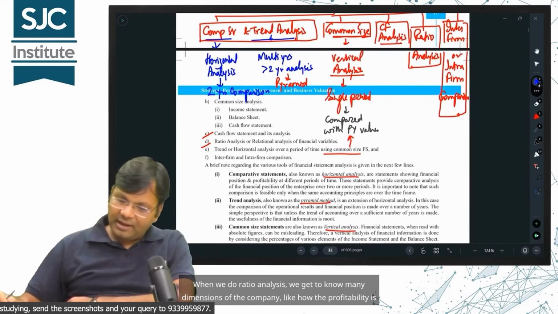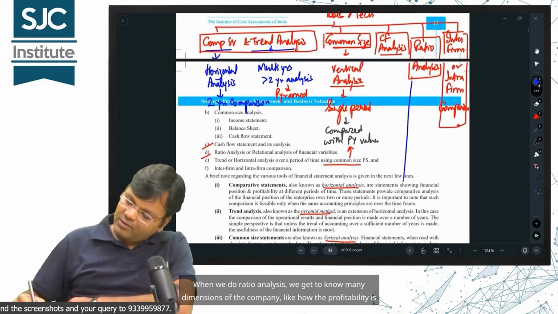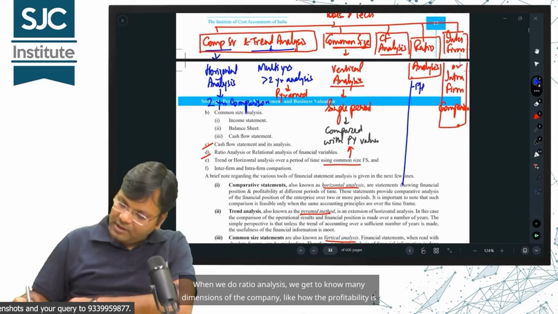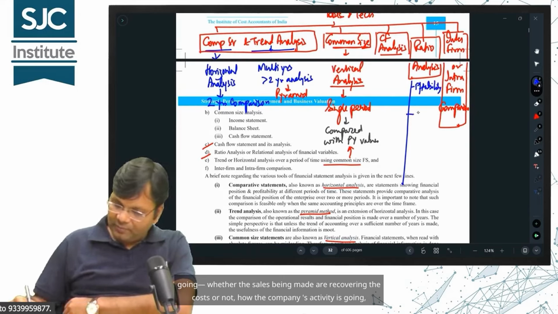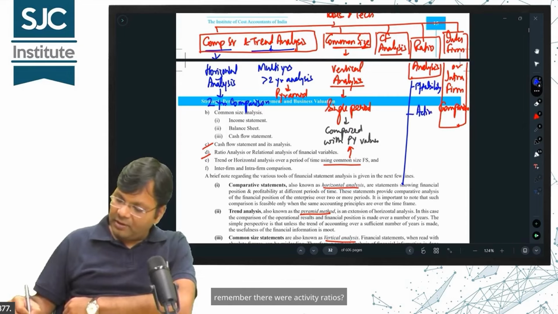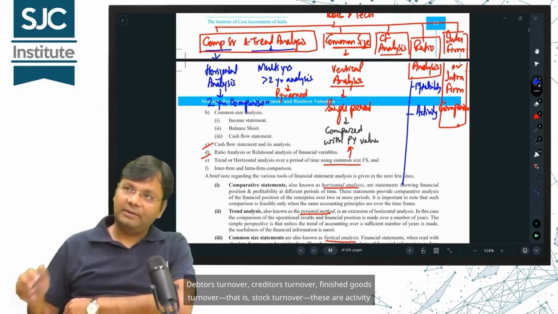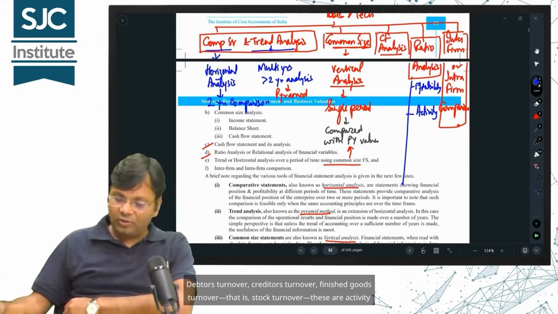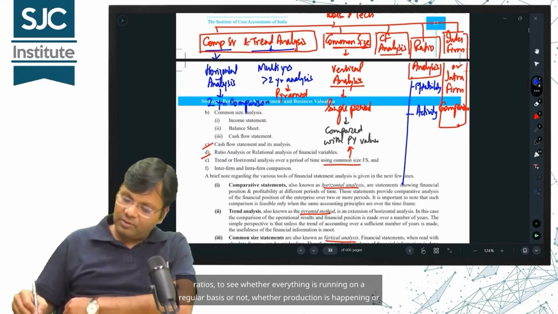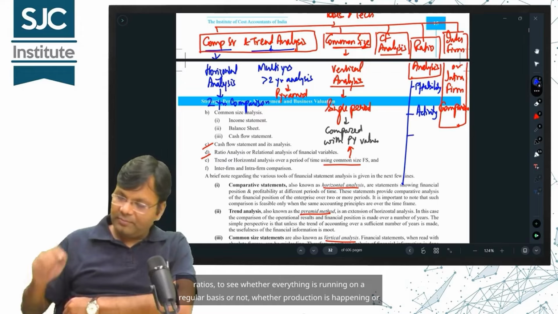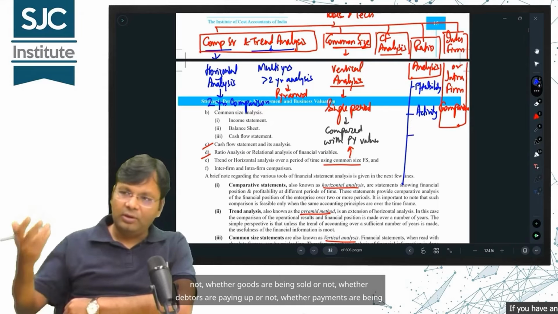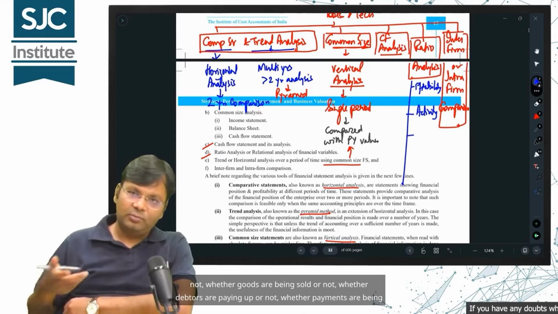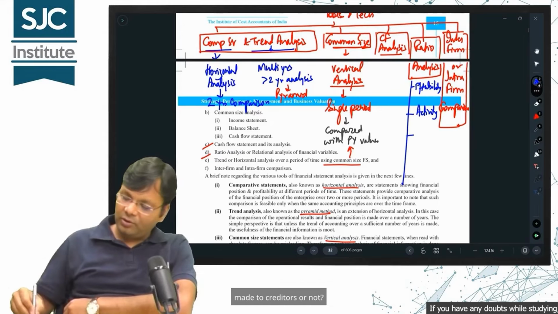When we do ratio analysis, we get to know many dimensions of the company, like how the profitability is going, whether the sales being made are recovering the costs or not, how the company's activity is going. Remember, there were activity ratios: debtors turnover, creditors turnover, finished goods turnover, that is, stock turnover. These are activity ratios to see whether everything is running on a regular basis or not, whether production is happening or not, whether goods are being sold or not, whether debtors are paying up or not, whether payments are being made to creditors or not.